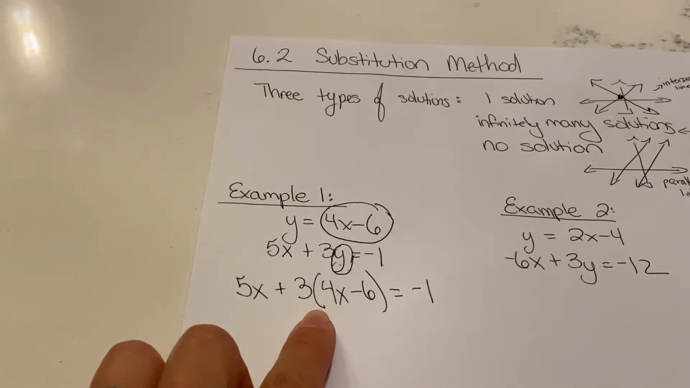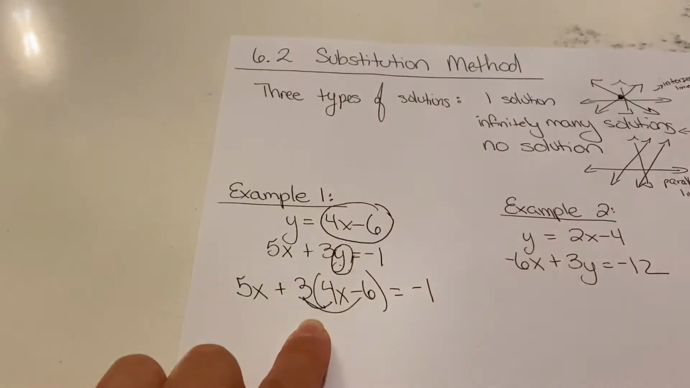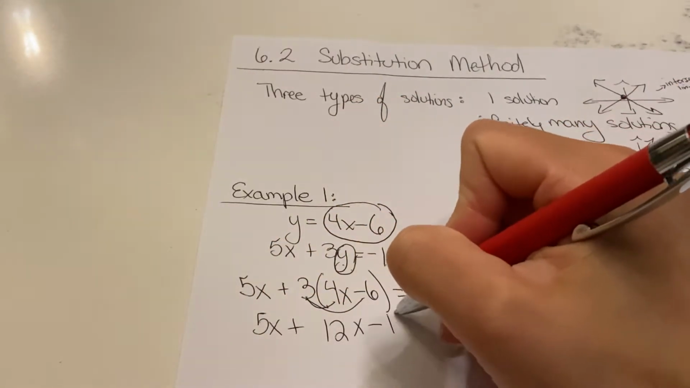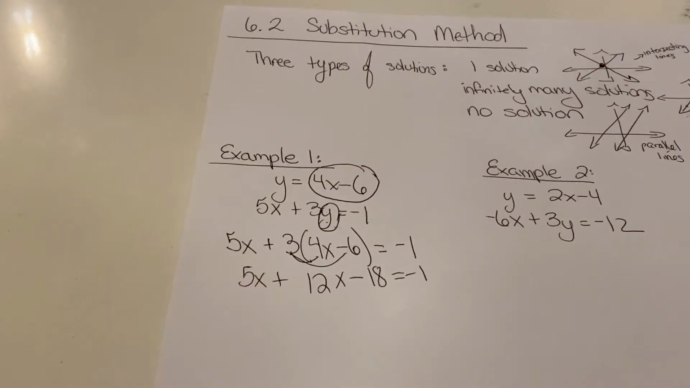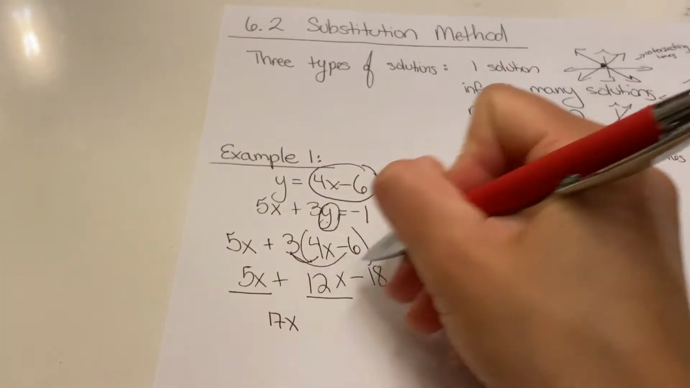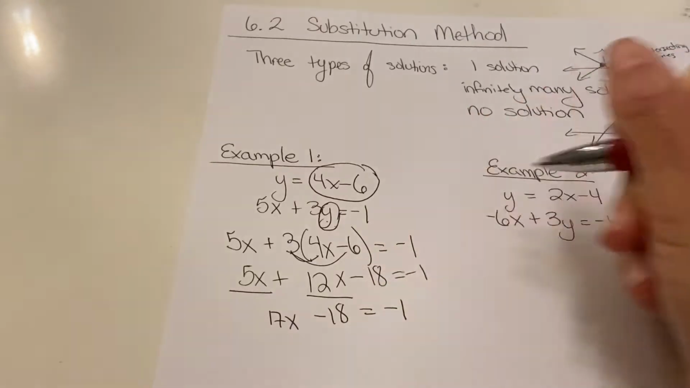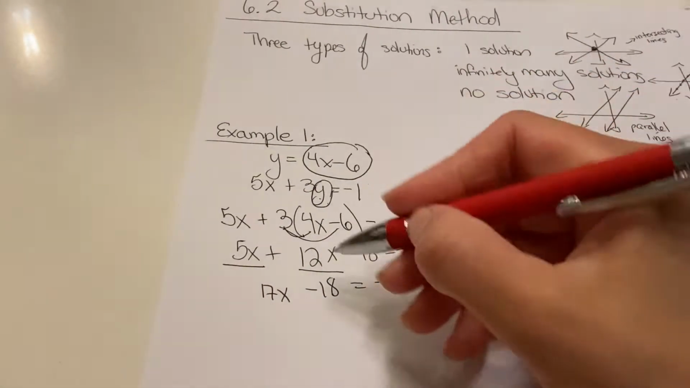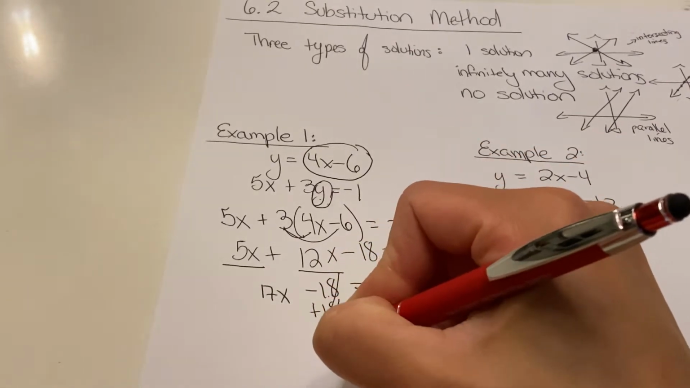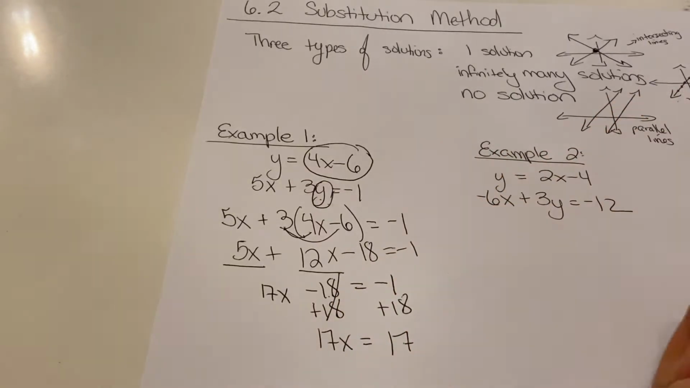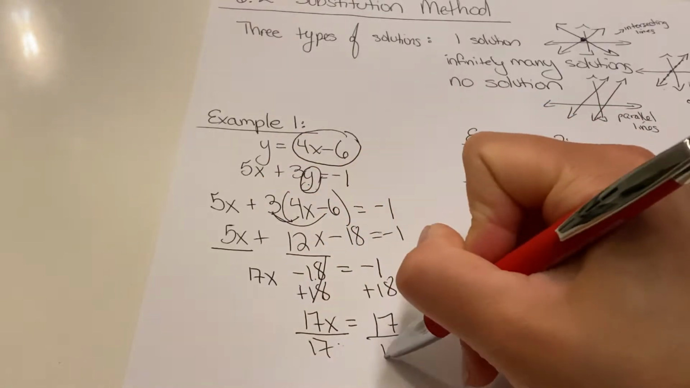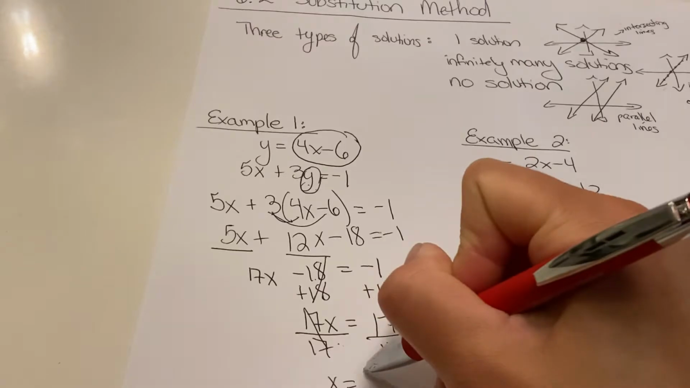So here you have a distributive property. So your first step is to distribute. Okay. Your next step is you need to combine like terms. Now you need to isolate the x. So what's the opposite of subtracting? Adding. So you get 17x equals 17. And then if you're solving for x, the opposite of multiplying is division. So you divide by 17 and you get x equals 1.